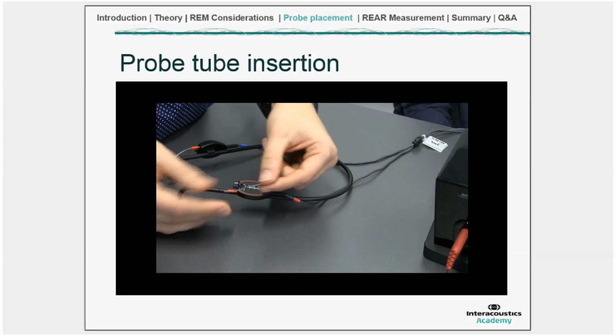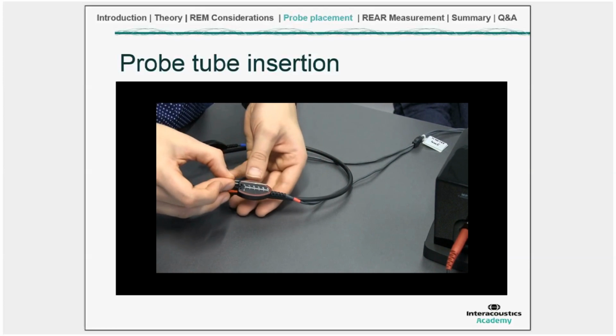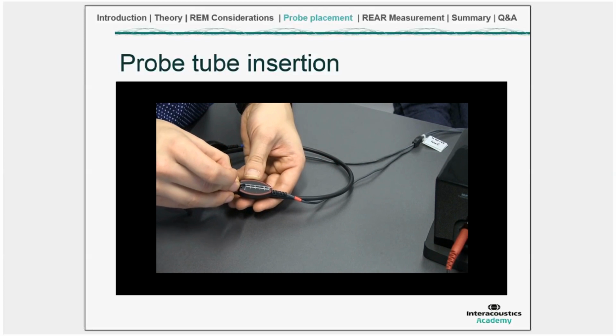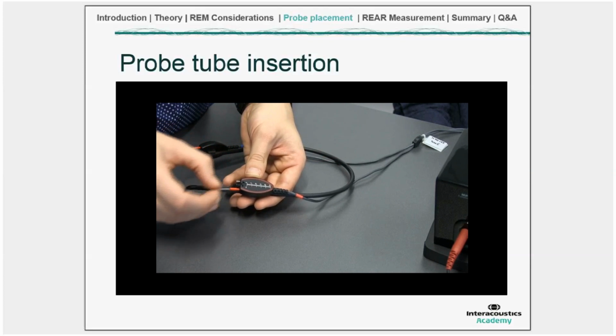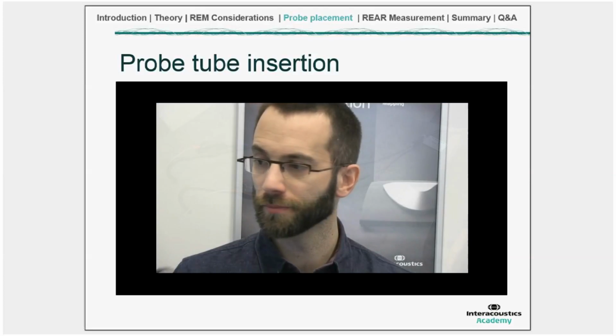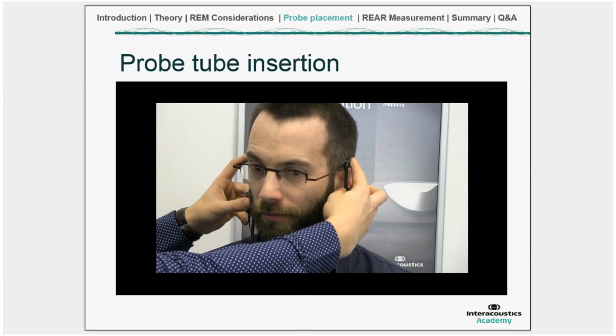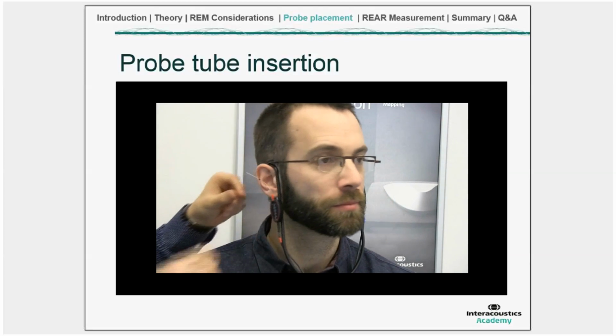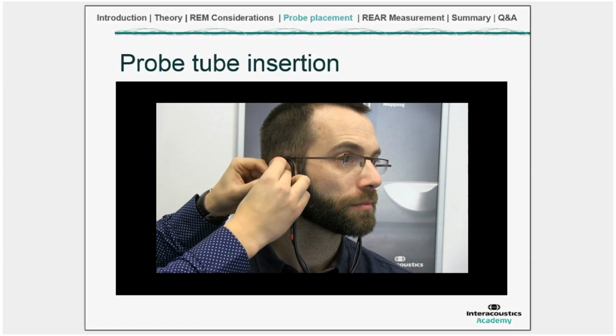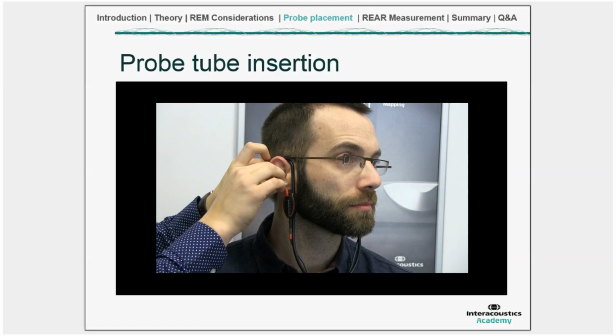We actually have a ruler on the module itself. Then you put the REM headset over the patient's ears, and then you place the probe in until the black marker is at the entrance of the ear canal.